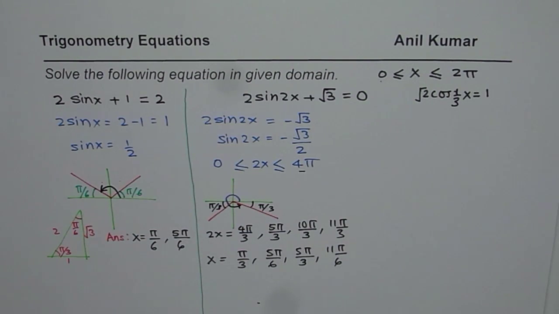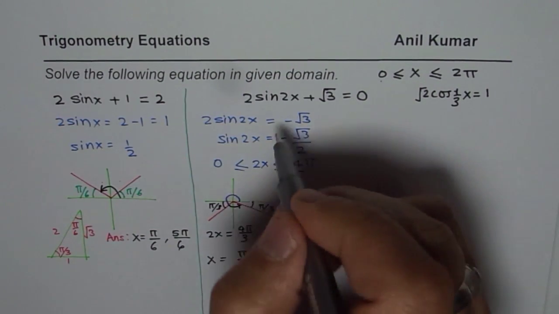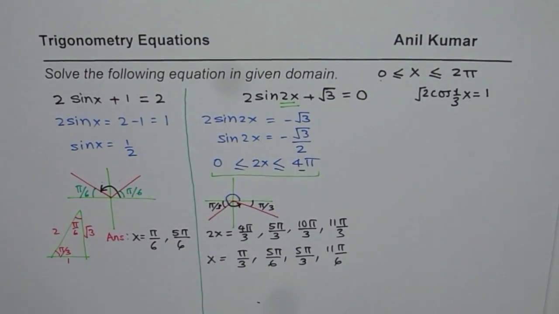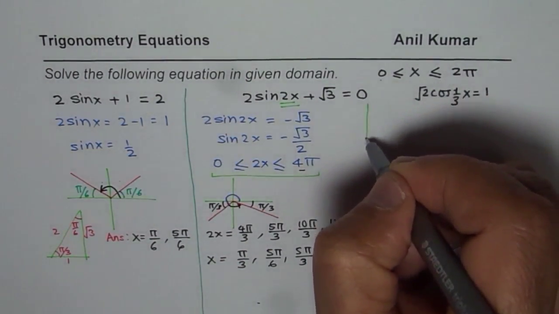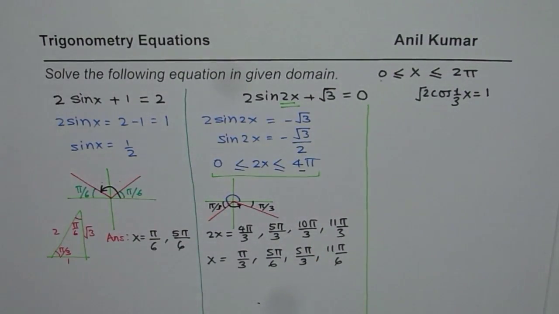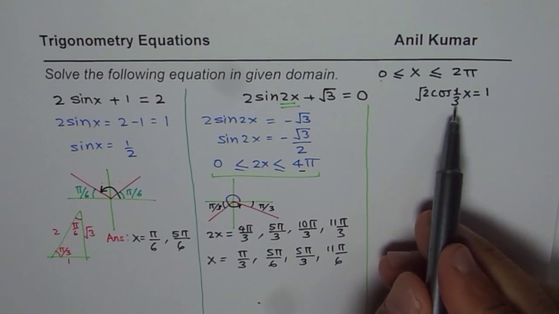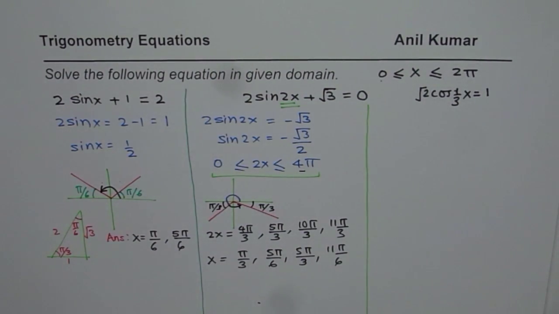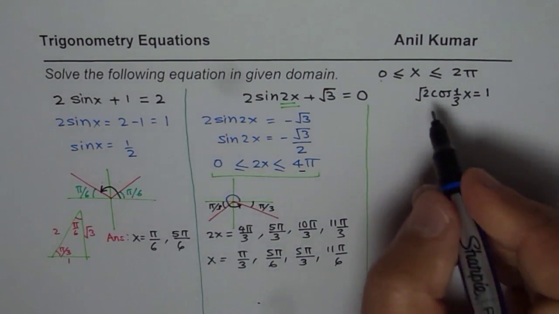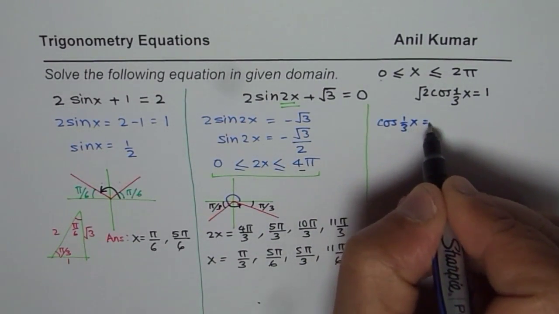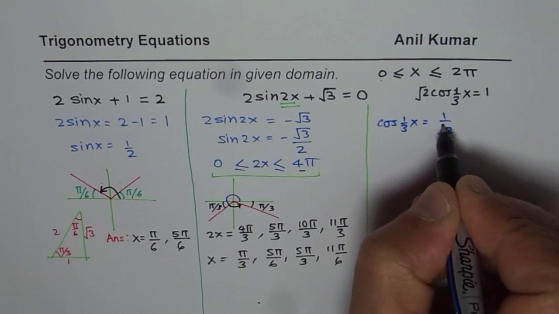So when you change the argument, for example, in this case we change it to 2x, you have to also change the domain, right? So that is how you should be solving such questions. Now this question is for you to solve. Here, of course, you can simplify and you can write this as cos of 1 over 3 x equals 1 over square root 2, right?